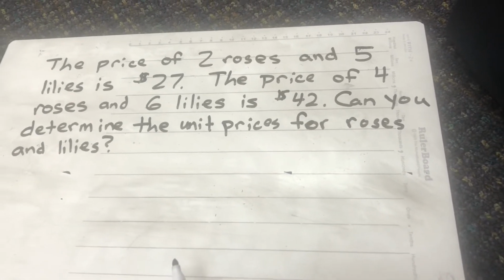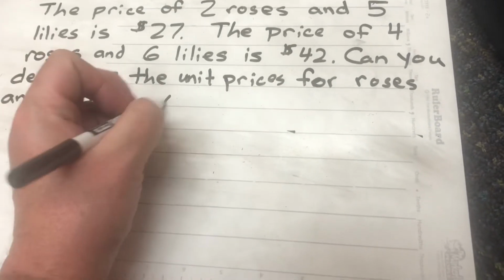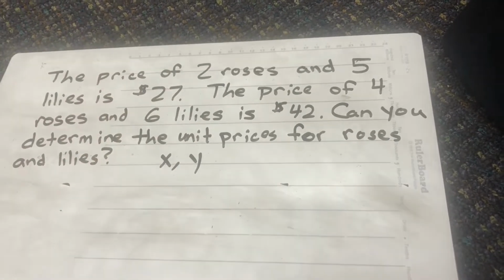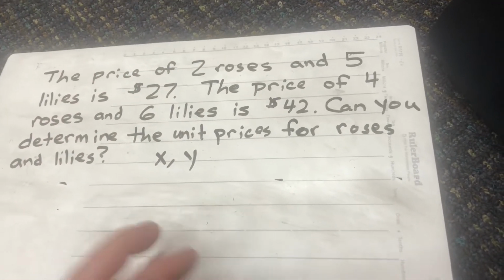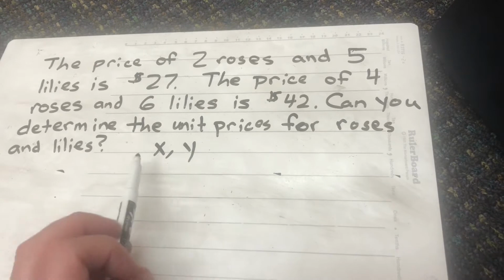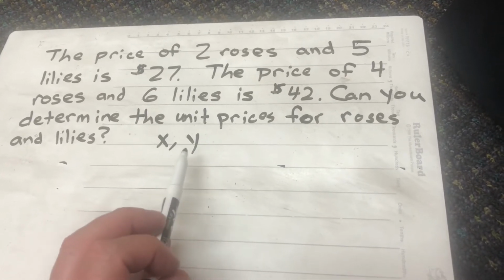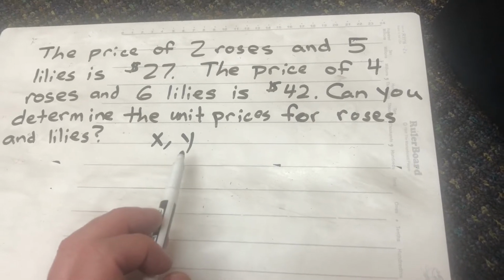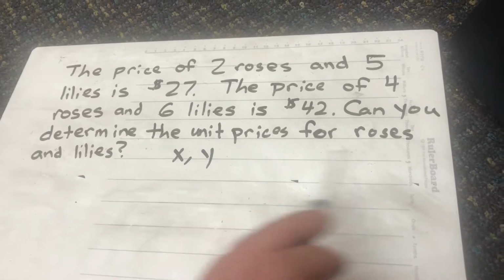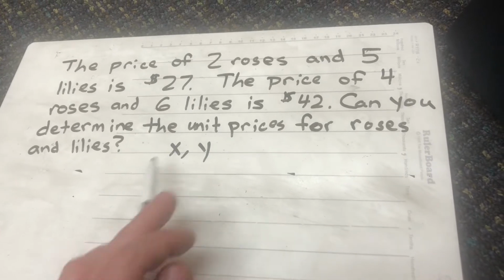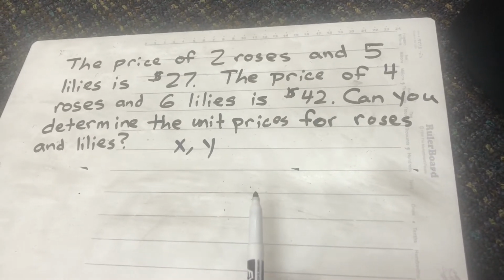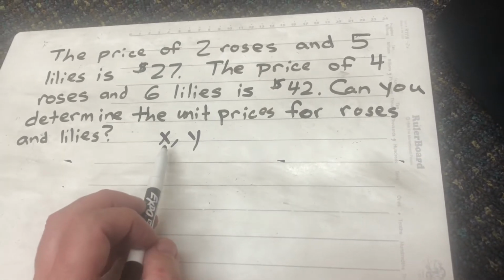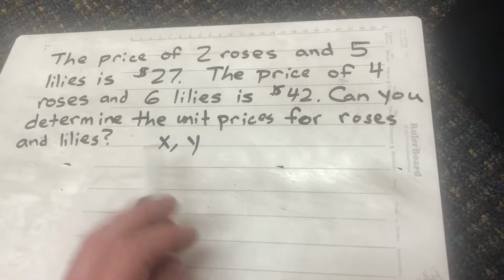So I'm essentially trying to find the value of x and y, the cost of 1 rose and the cost of 1 lily. Now, sometimes it's going to say create a system of linear equations or solve a system of linear equations or something like that. It all means the same thing. This particular one just happens to be calling for unit prices. So I'm going to make x the cost of 1 rose. I'm going to make y the cost of 1 lily.